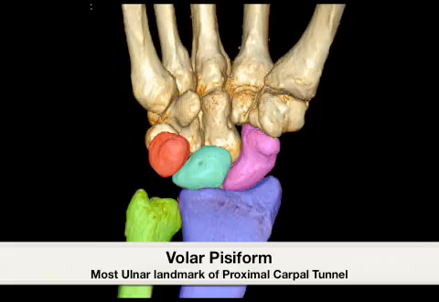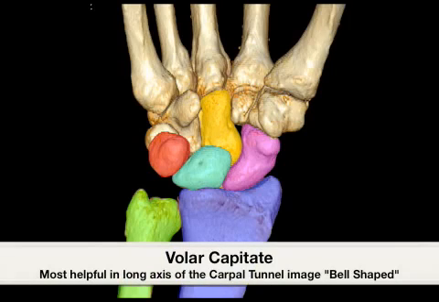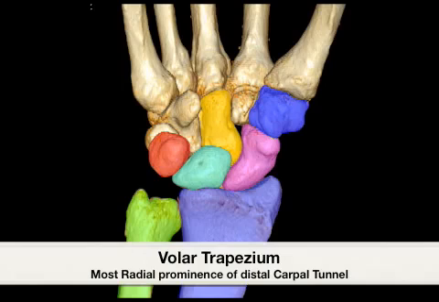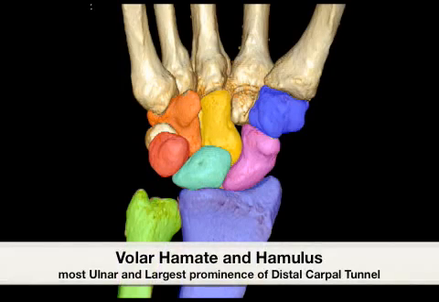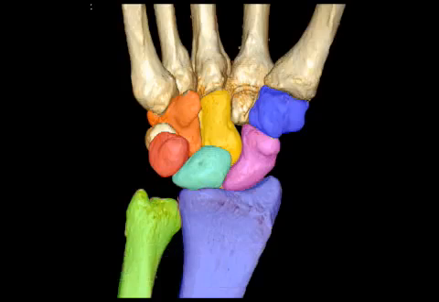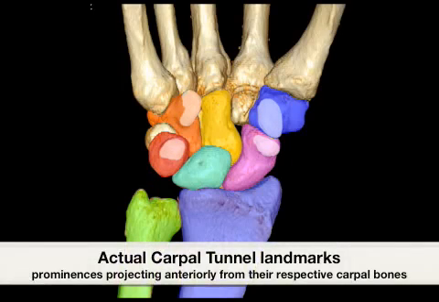In orange, we have the bell-shaped capitate bone. Blue is the volar trapezium bone. In orange is the volar hamate and hamulus landmarks. The white areas are the actual insertion points of the carpal tunnel landmarks.